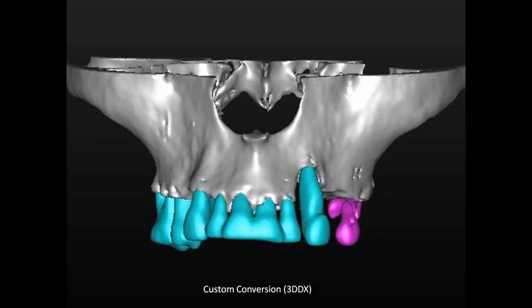We review our custom conversion, and again, you can clearly identify the area with severe resorption.